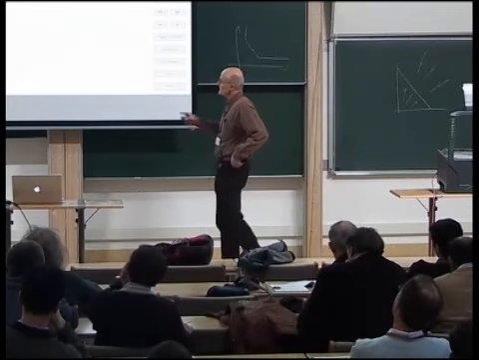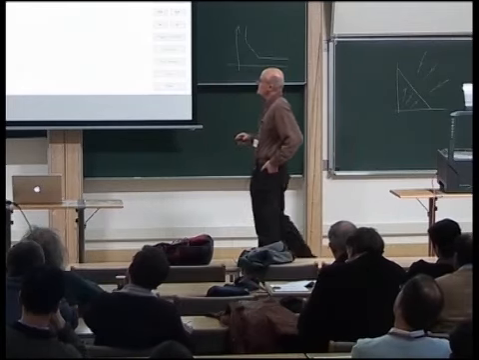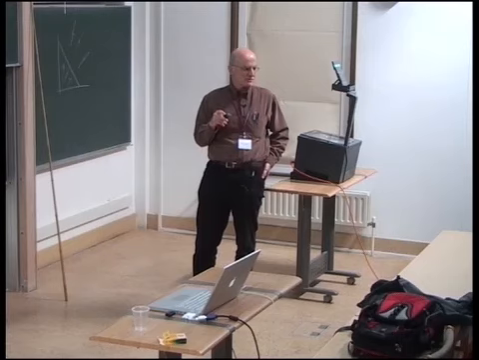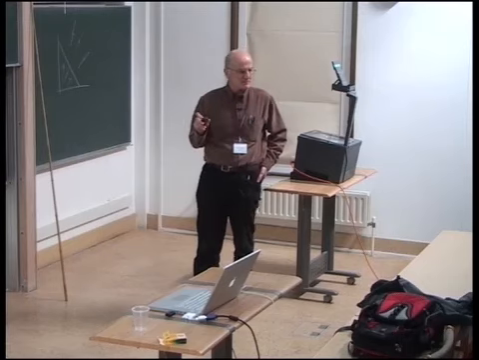Fast growth is obtained by replacing 0 by infinity. So the other case that I'm going to consider here is where instead of seeing zeros on the right side, you see infinity. Okay? Slow growth, fast growth. And it's in terms of how the Poisson rate interacts with the tail of the distribution. That's what these conditions are doing.